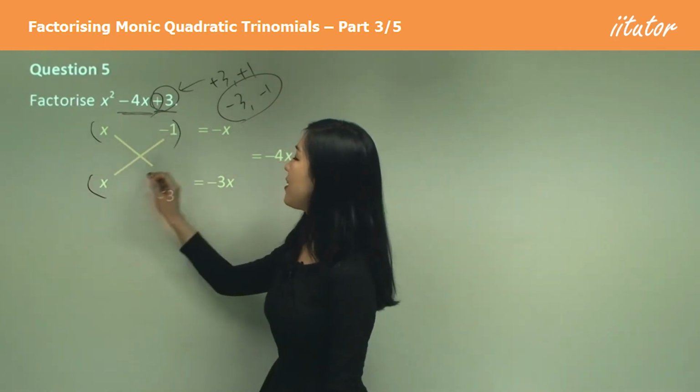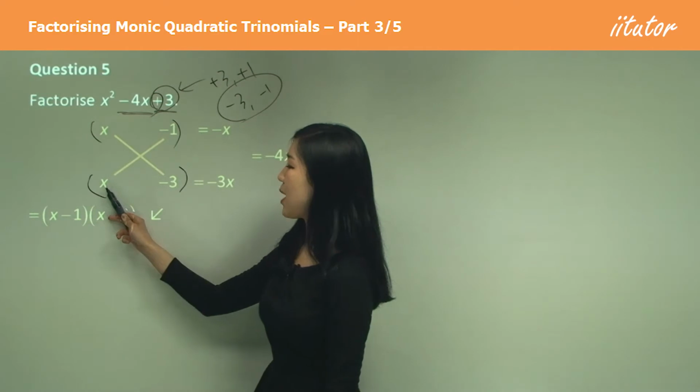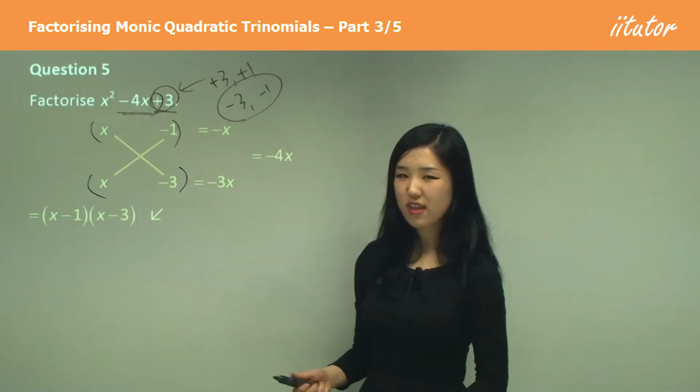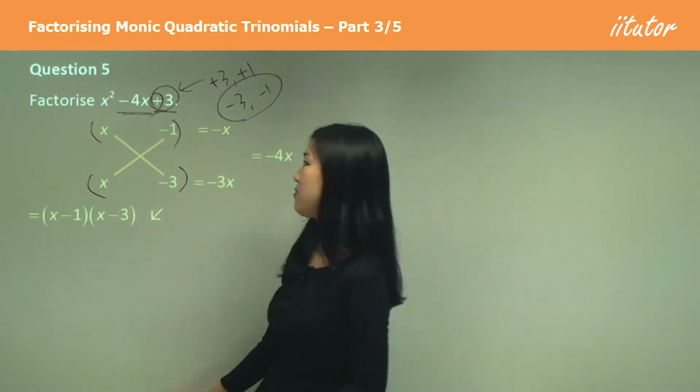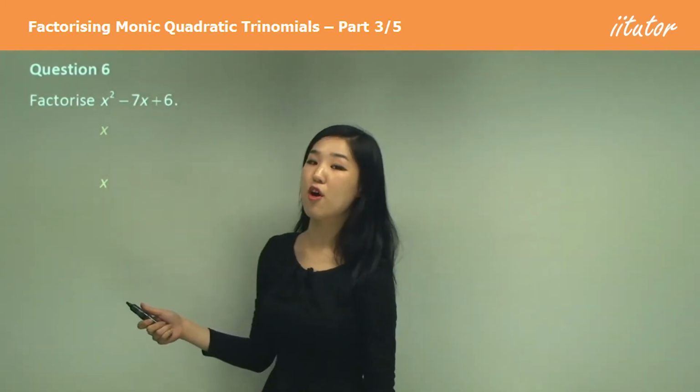You draw the brackets. This time it's going to be x minus 1 times x minus 3. Okay, see the difference? So it's not that hard, it's just a little bit different because of the signs. Okay, x and x on the left.